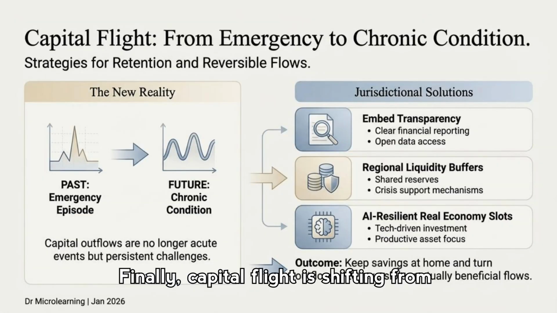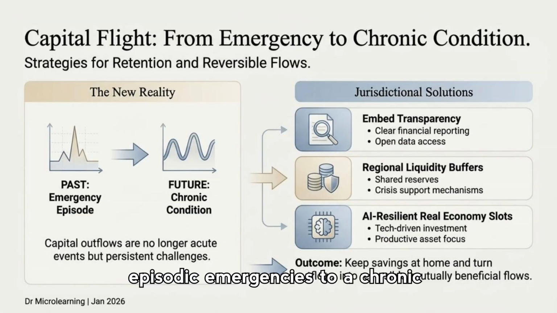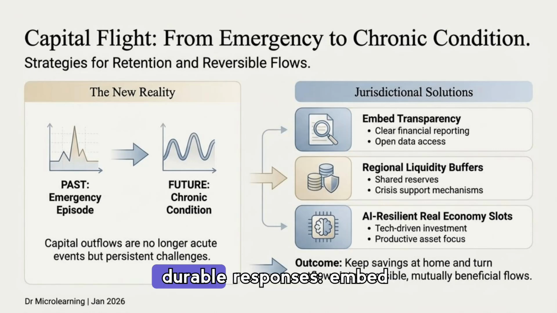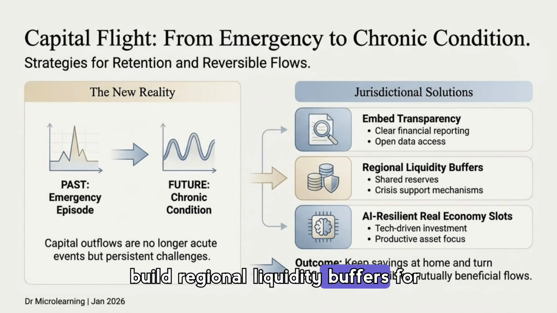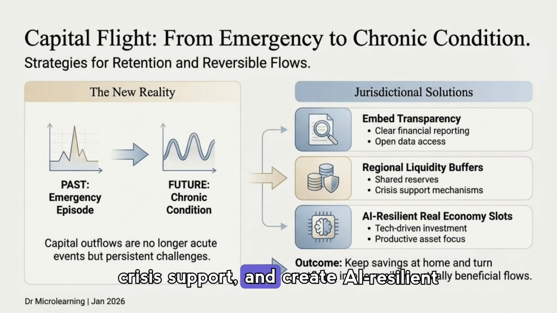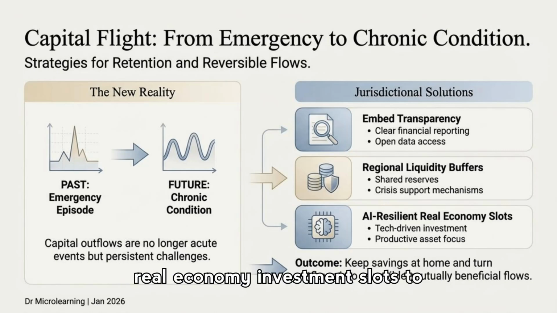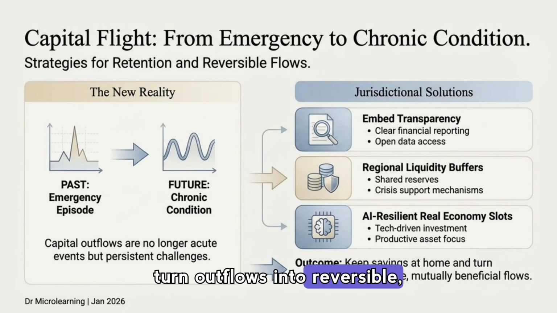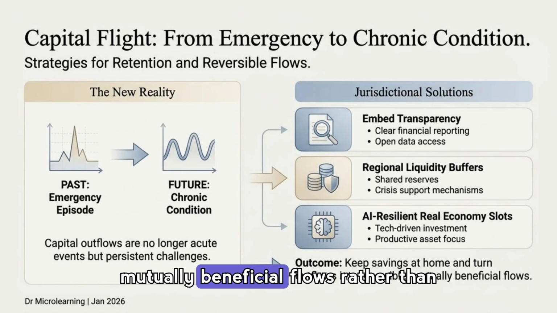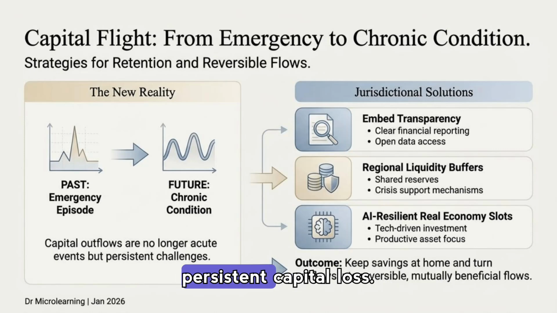Finally, capital flight is shifting from episodic emergencies to a chronic condition, so jurisdictions need durable responses. Embed transparency with open reporting, build regional liquidity buffers for crisis support, and create AI-resilient, real economy investment slots to keep savings at home. The goal is to turn outflows into reversible, mutually beneficial flows rather than persistent capital loss.